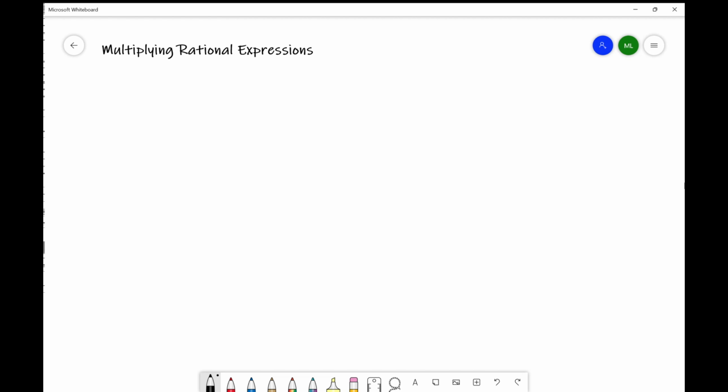Everyone! So let's get started on multiplying rational expressions. Multiplying rational expressions works in the same way you would multiply fractions, except this time you have an expression. So if you saw the simplifying rational expressions video, then you'll see that rational expressions work in the same way that fractions do, except instead of numbers, you have expressions in the numerator and the denominator.